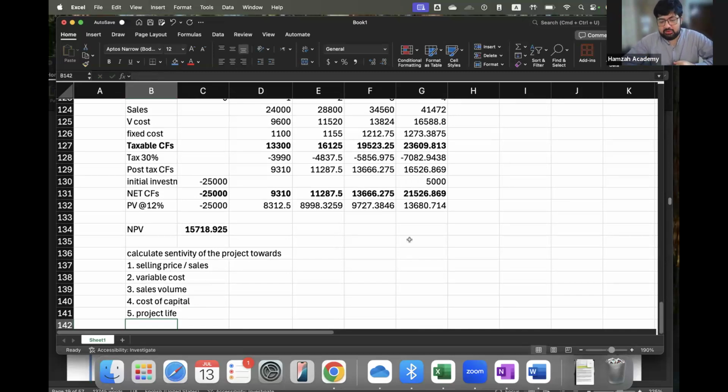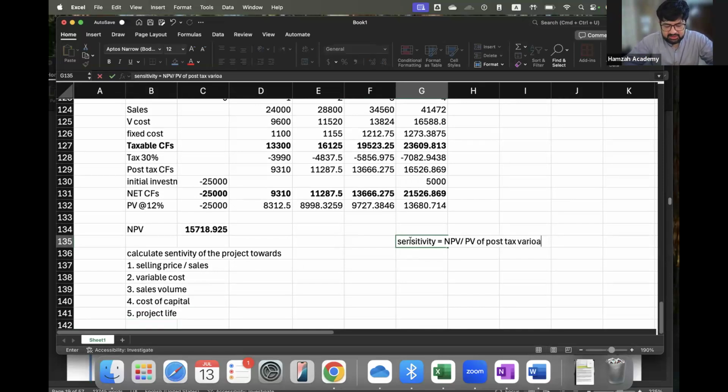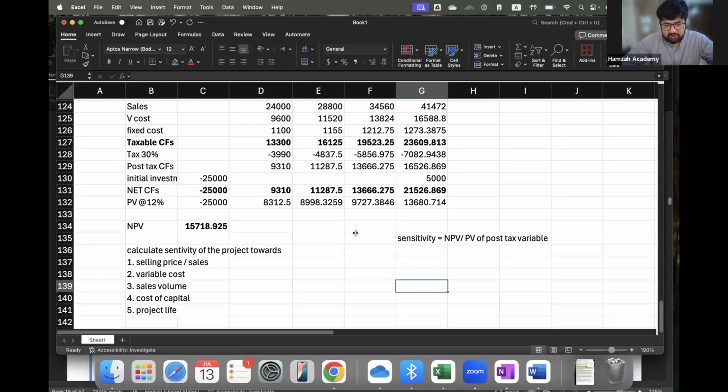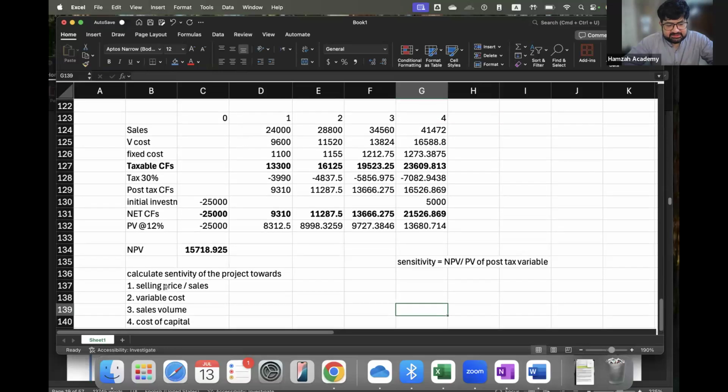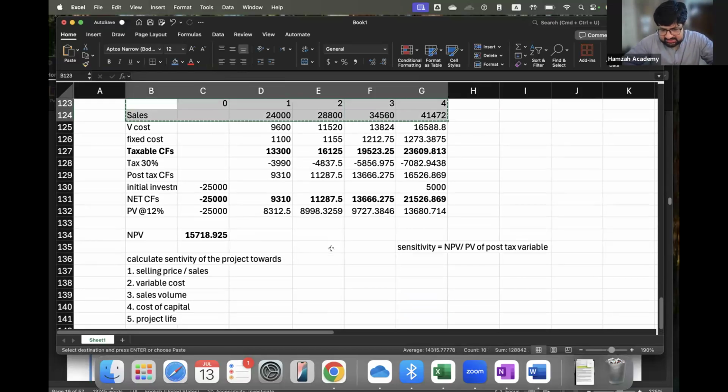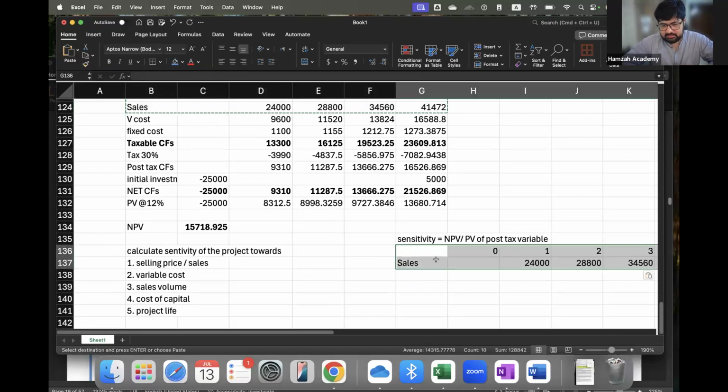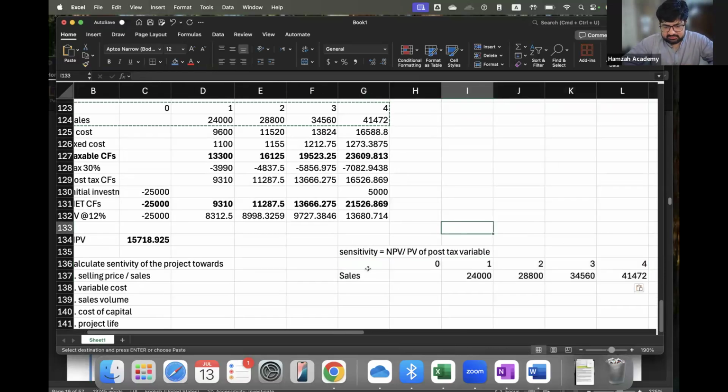So we know for the time being that the sensitivity formula is NPV of the project divided by present value of the post-tax variable. Right? Now, first of all, we need to find selling price or sales sensitivity. It is calculated in the same way. We will pick sales from here. Sales. So first of all, 1.